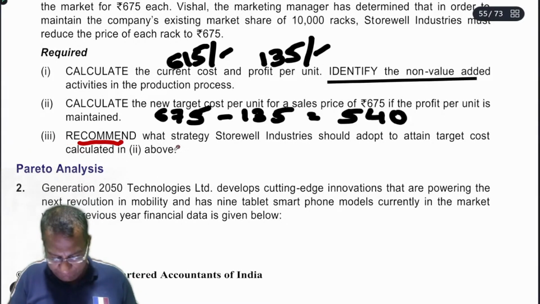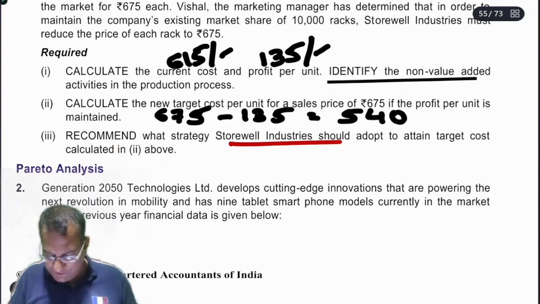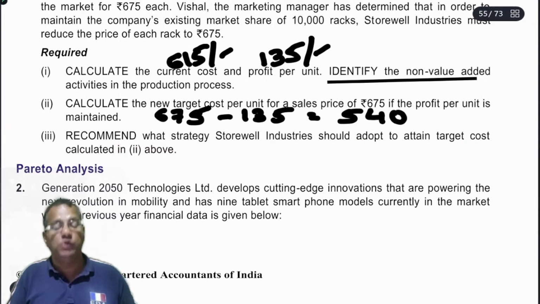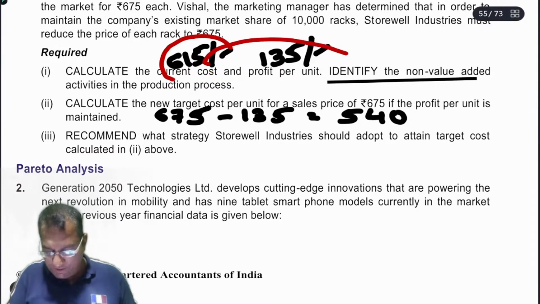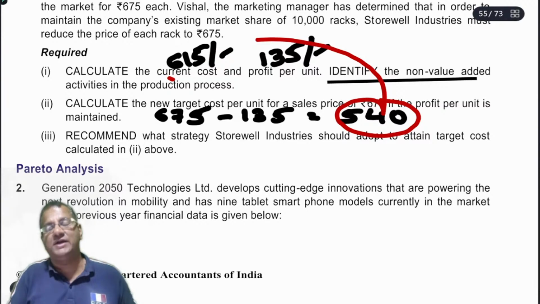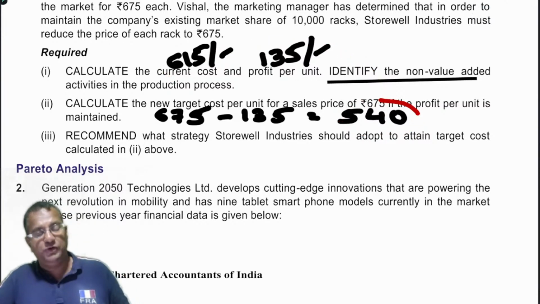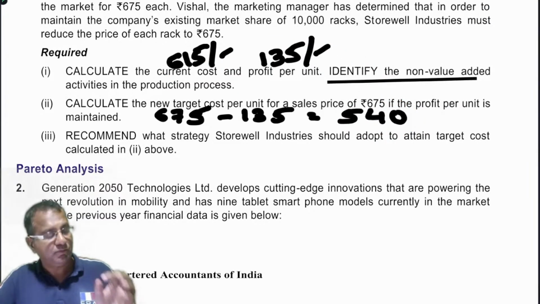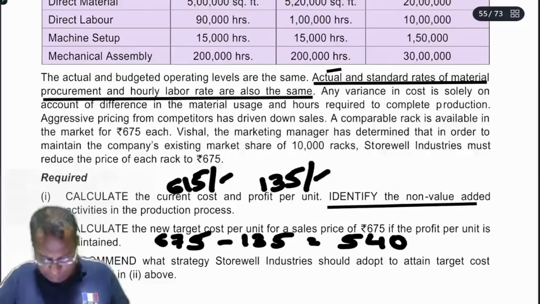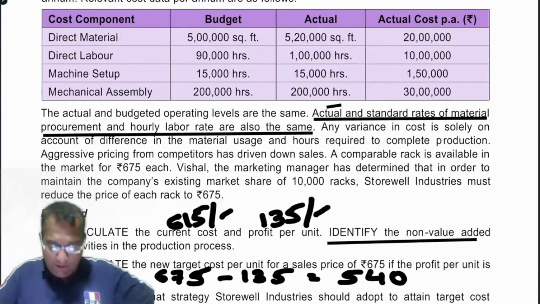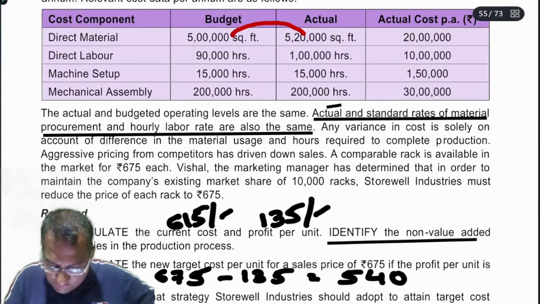Now this point is very, very, very important. Now recommend what strategy the company should adopt to attain the target cost calculated in 2 above. That means today our current cost is 615. How can we achieve the target cost of 540? In other words, we have to reduce 75 rupees without affecting the quality and functionality of the product. Okay, so the very first strategy the company can adopt is regarding the wastage of material.